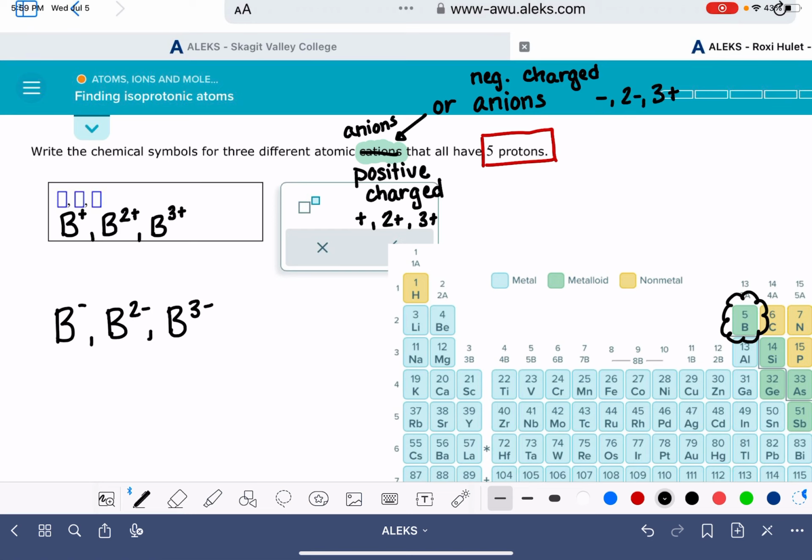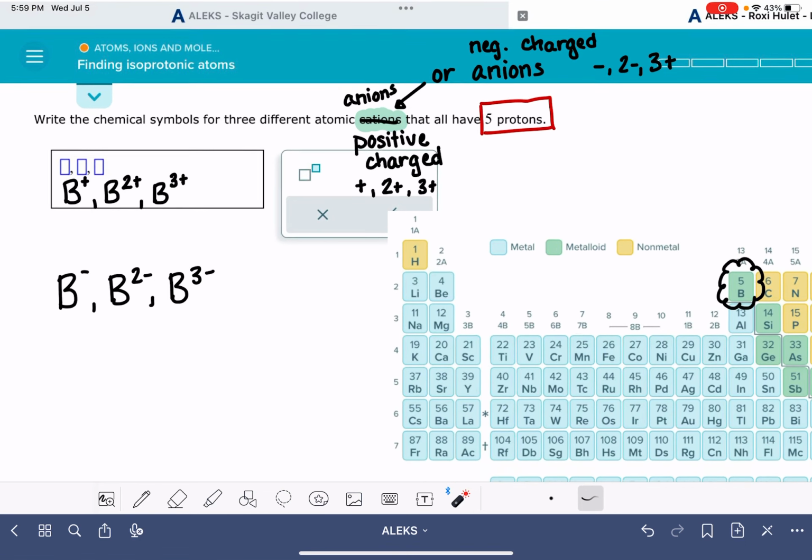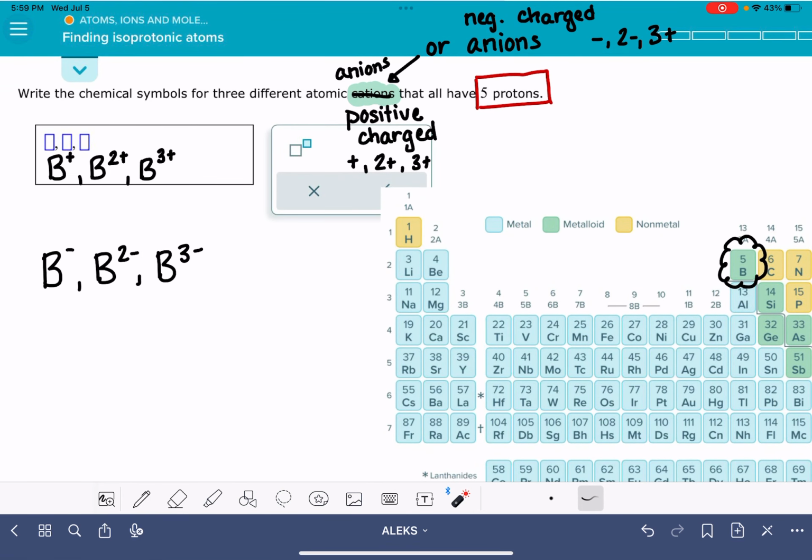It is pretty simple as long as you really understand what ALEKS is asking you to do. If you have experience with chemistry, this problem might feel uncomfortable, because you might be thinking, I don't want to write all these weird charges on boron, but you know, just do it. This is what ALEKS is asking you to do.